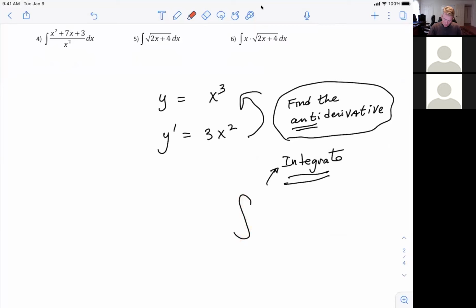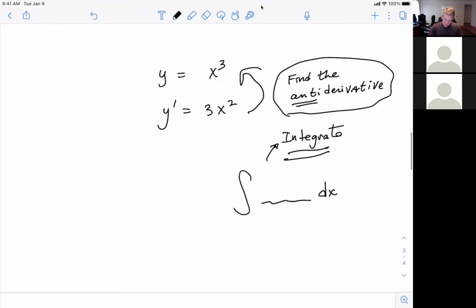And so then you would put the function, whatever it is, right here. And then right here you put dx, which means that you're saying the variable is x. So if I said find the antiderivative or integrate 3x squared, that's the same as going backwards. And then I would get the answer x cubed.